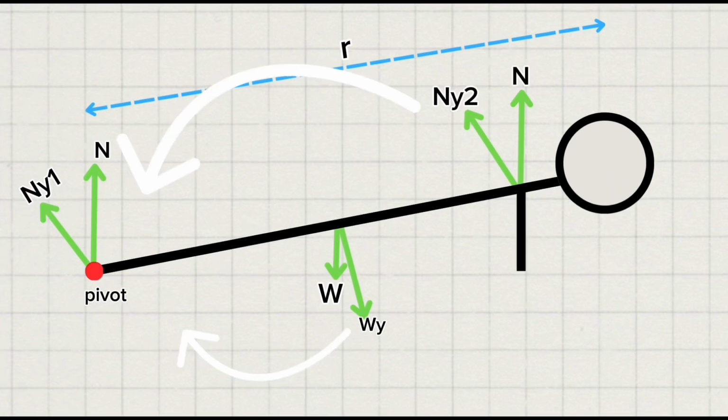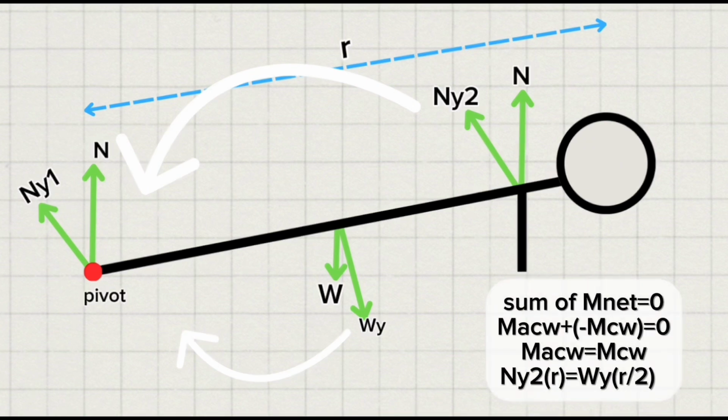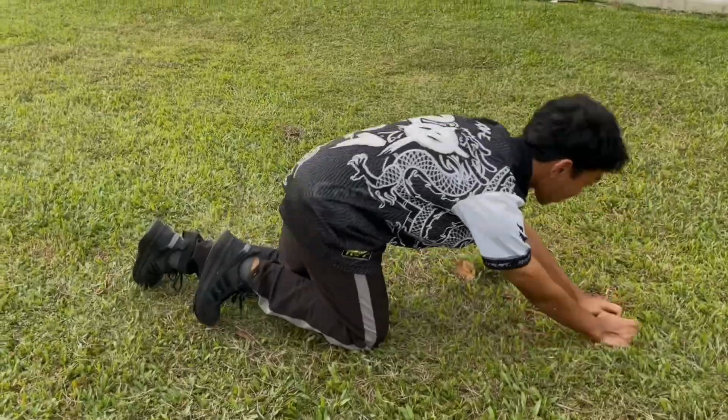So from this free body diagram, we can make the equation of moment. Just like earlier, sum of moment equals 0. For moment anticlockwise, we have normal force N_y2 multiplied by r, the distance. For moment clockwise, we have weight, W_y, multiplied by r over 2. So that is why when we are planking, we are in an equilibrium position.